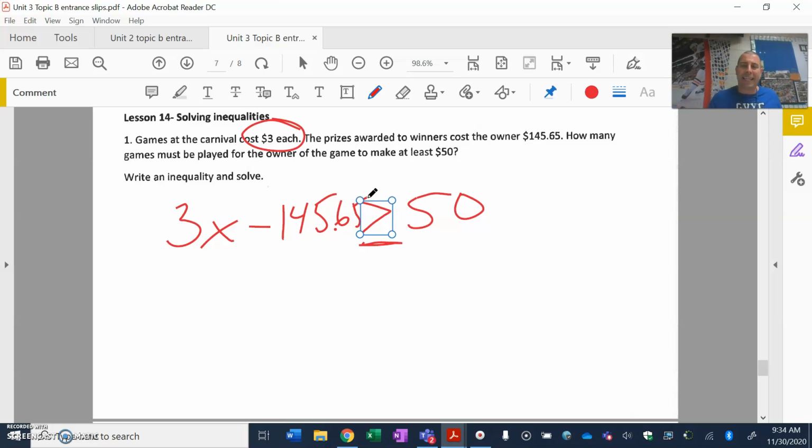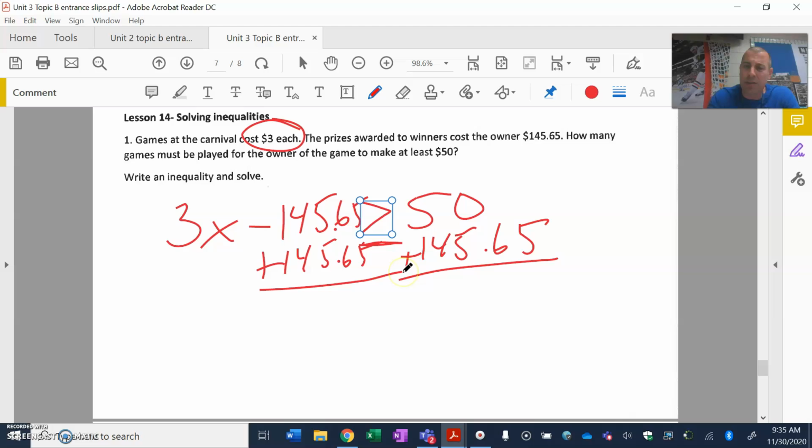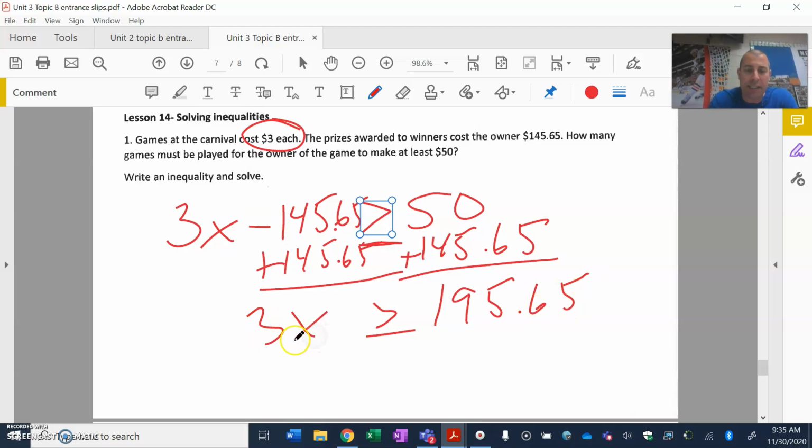Again, little pieces here, little pieces there. It's not like we just wrote it all out at once. We moved around a little bit. So let's solve. Solving your inequality is the same as solving equations. We're going to start inside with the variable and undo any addition or subtraction first. I didn't do a good job of lining up my decimals, but that's okay. So we got 3x greater than or equal to $195.65.